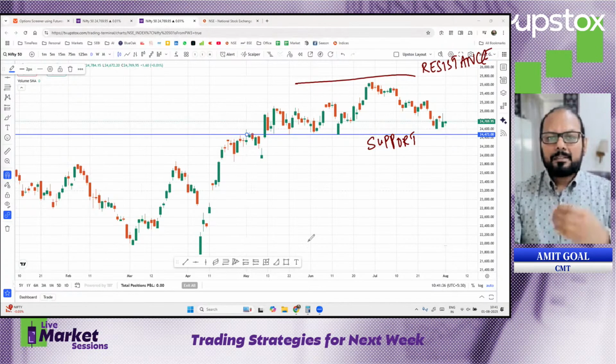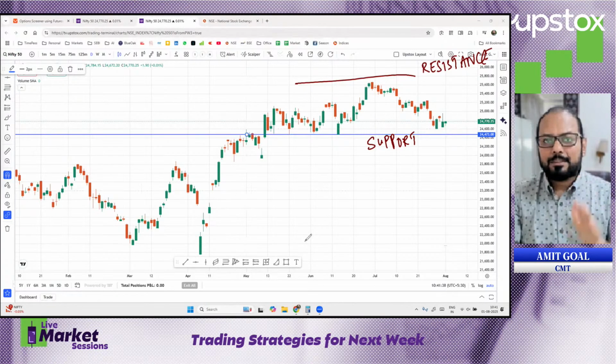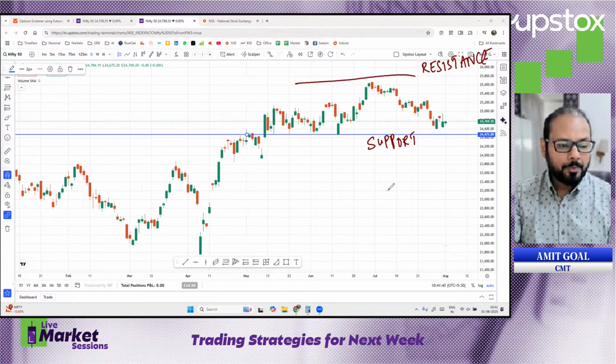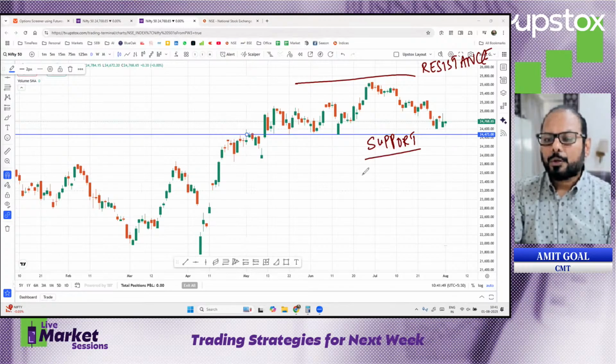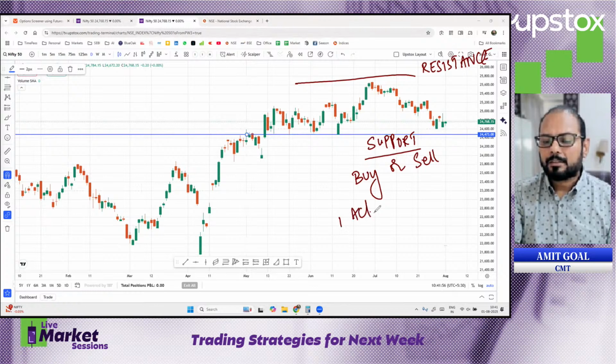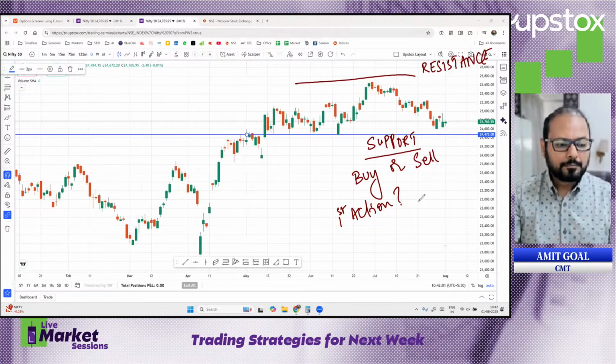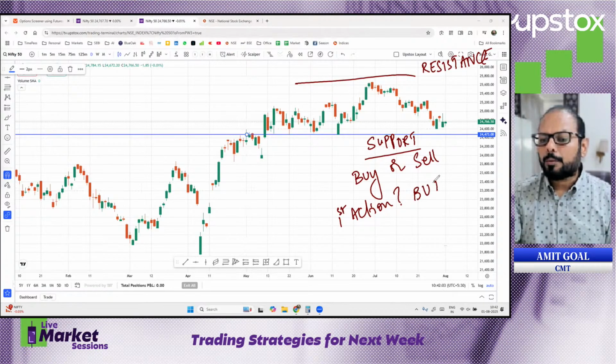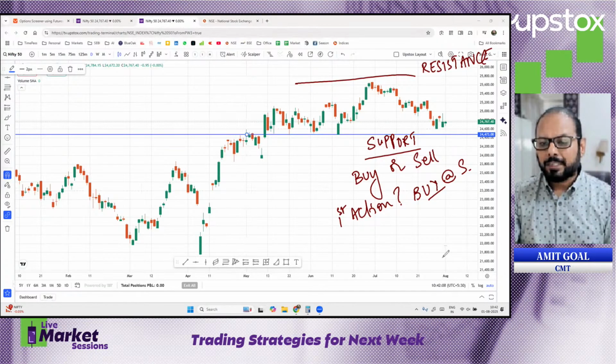as a technical analyst or trader or a price action trader, what should be your question here? What should be your primary action here? At support areas, do you buy or do you sell? What is the first action? You will look to buy at support. This is your primary action, right?